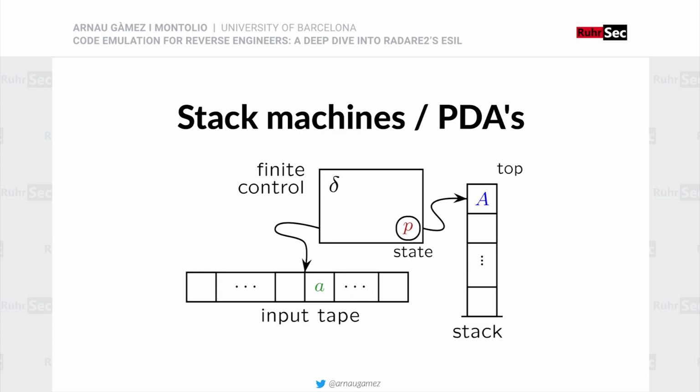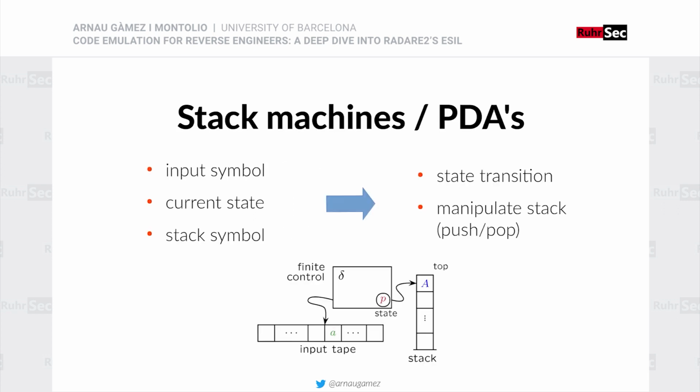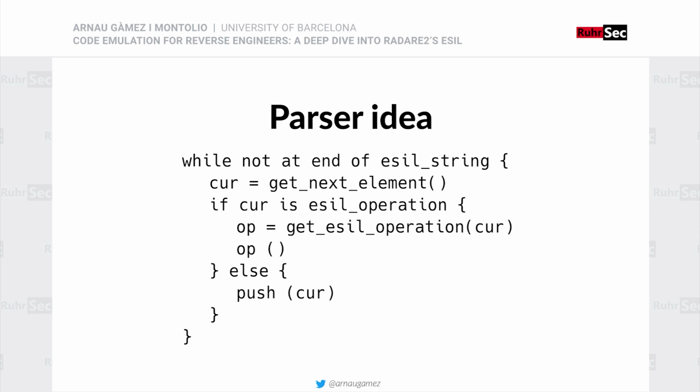And I won't go deep into computer theory, but basically what you have to know about it is that a stack machine or a PDA just has an input symbol and the current state, as well as a stack symbol, and then there is a transition in which the state changes while manipulating that stack. And when I say manipulate, it's basically doing push and pop operations, which is what a stack data structure can deal with. So with that idea in mind, we can get to the parser idea of an ESIL expression. So we'll have some stack notation, reverse Polish notation, and this will be basically the parser of ESIL.